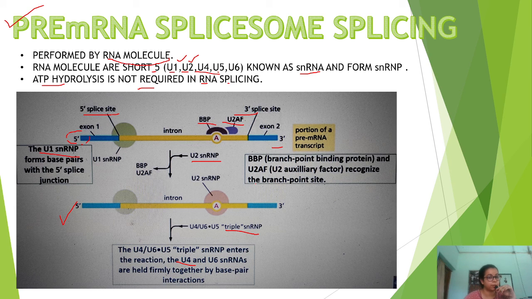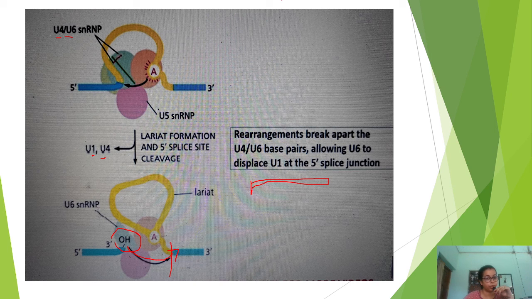Once again I am trying to explain. First, U1 snRNP comes and binds to the 5' splice site, and then BBP and U2AF recognize the branch point. After recognition, the U2 snRNP comes and binds to this branch point. After that, these two, BBP and U2AF, are removed. Then comes the triple snRNP, that is U4, U6 and U5. Then there is a certain rearrangement between U4 and U6, as a result of which U4 is removed. Along with that, U1 is also removed.